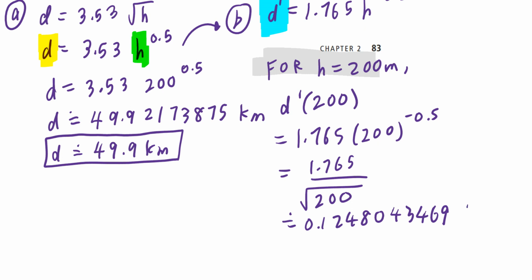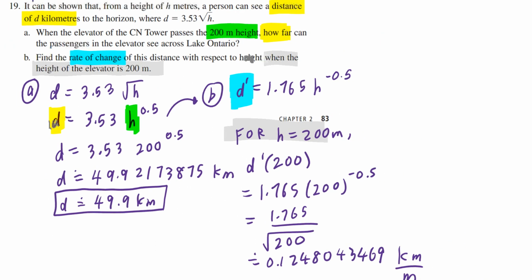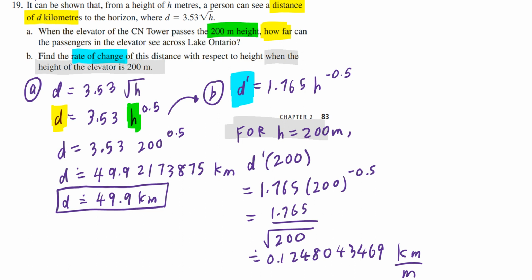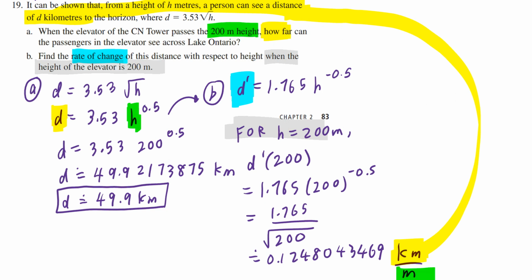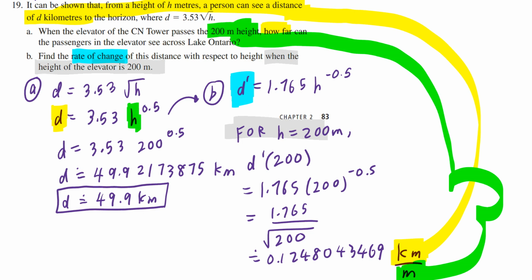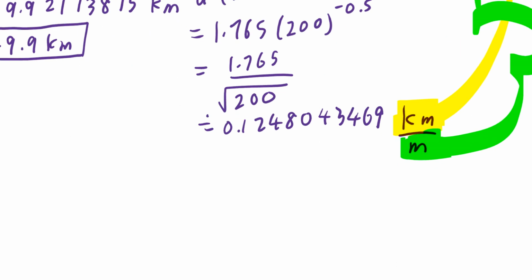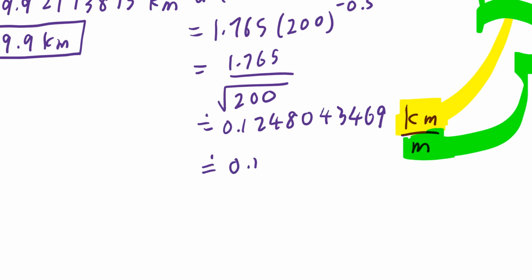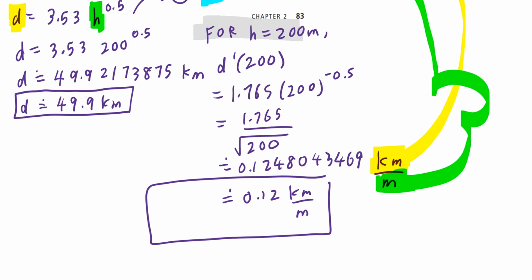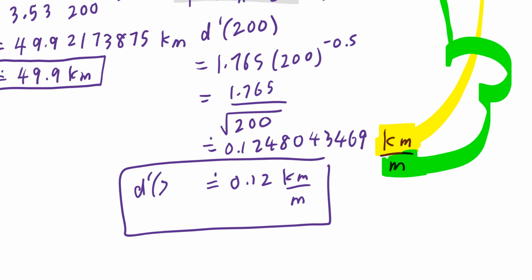In this case, we're thinking about kilometers per meter. Now think about why this is the case, because if you go back to the given, we know distance is in terms of kilometers, right? So kilometers, that's going to be distance. And the height is going to be given in terms of meters. So if I round this to 2 decimal places, this is going to be approximately 0.12 kilometers per meter. Let's copy the left-hand side, which is basically d prime of 200. I hope this makes sense.